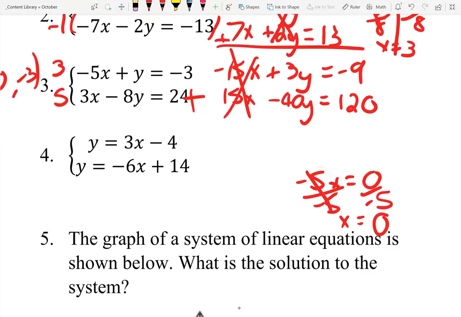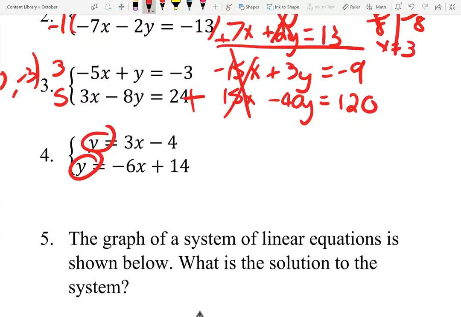So now we just got one more. We just got to solve number 4. Now number 4, I see that it's aligned, but I also notice that I have y by itself in both of these. So I think it's going to be a little easier if I try to use the substitution method. So notice that y is equal to 3x minus 4, right? Y is equal to this information.